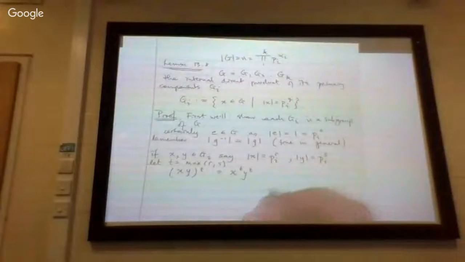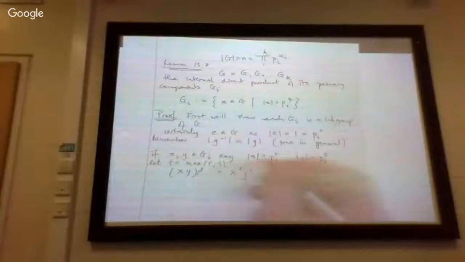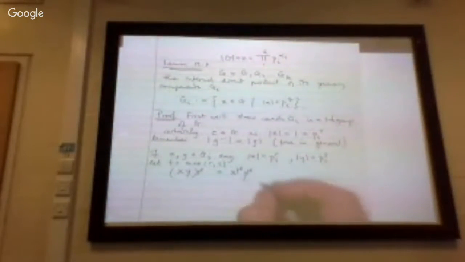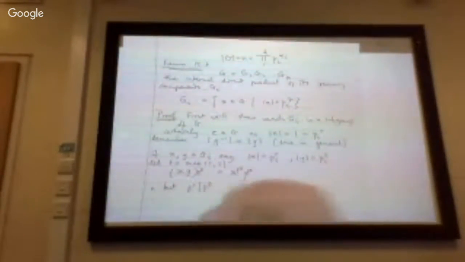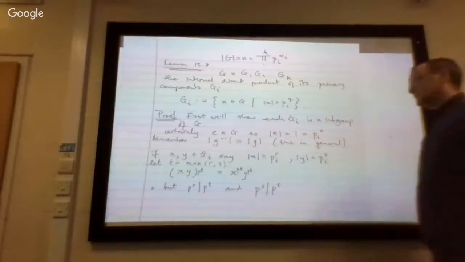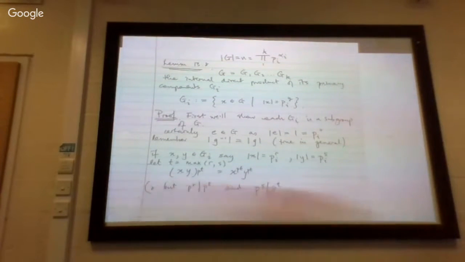Sorry, not right. We're going to raise it to the power of p to the t. Sorry, not t, p to the t. But p to the r divides p to the t, and p to the s divides p to the t, because t is the maximum of s and r. So certainly both p to the r and p to the s divide. So continuing on this equation, what we've got here is equal to the identity times the identity. So this is equal to the identity.